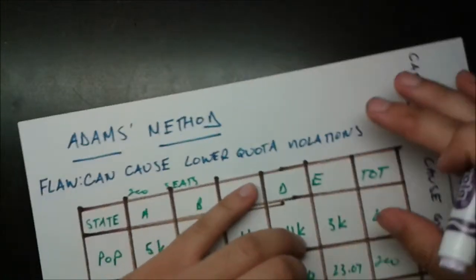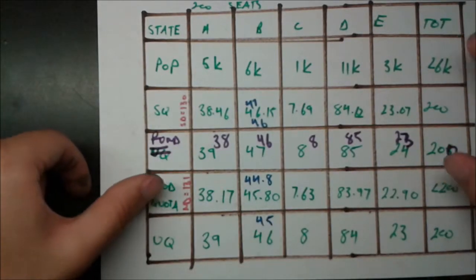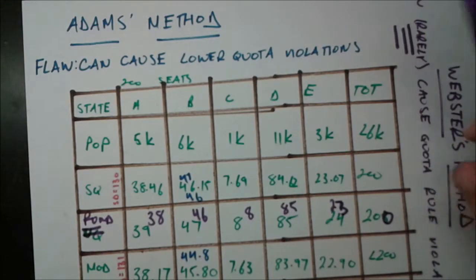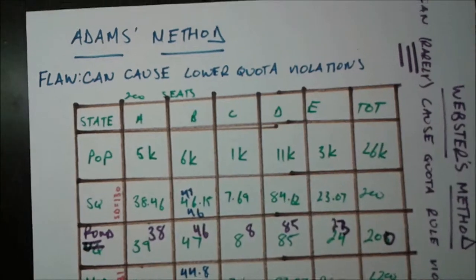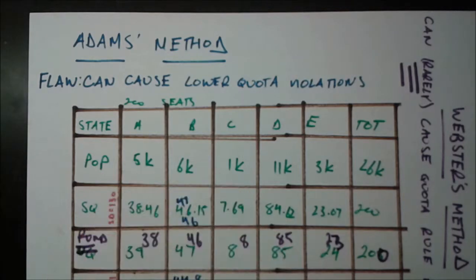So again, with Webster's, Adams', or Jefferson's, the trickiest part is finding a good divisor that's going to do the trick for you. Once you find that, if you have a computer, it should be able to do it within a few seconds. But even if you don't have a computer, it shouldn't take you that long. These methods are very good. So any of them are pretty good. Just stay away from Hamilton's method, because that can cause many paradoxes and is very messy.